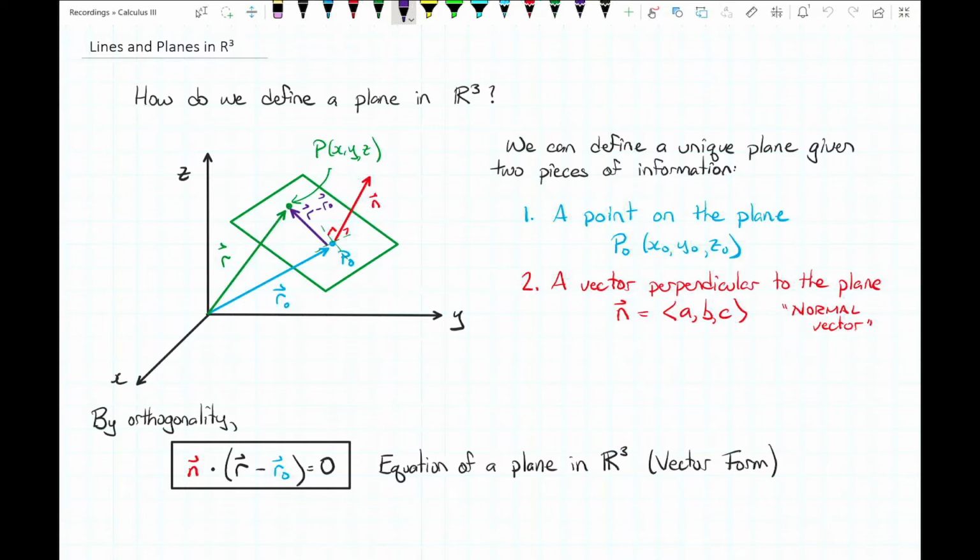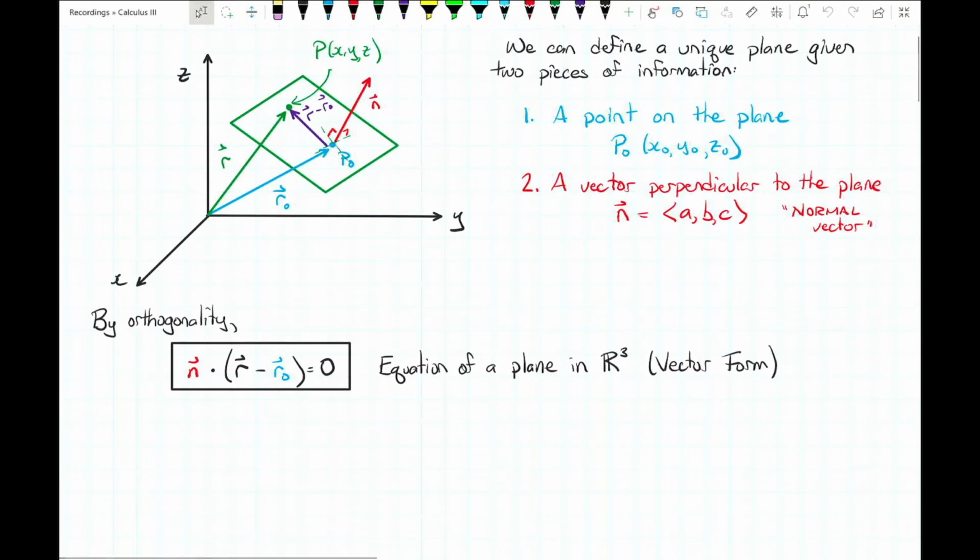Luckily, we can find out how to create a simple scalar form of this by expanding that dot product out. If our normal vector has the components a, b, and c, and r is the position vector x, y, z of an arbitrary point on the plane, and r naught is the position vector x naught, y naught, z naught, then by simple vector addition, r minus r naught is the vector x minus x naught, comma, y minus y naught, comma, z minus z naught.